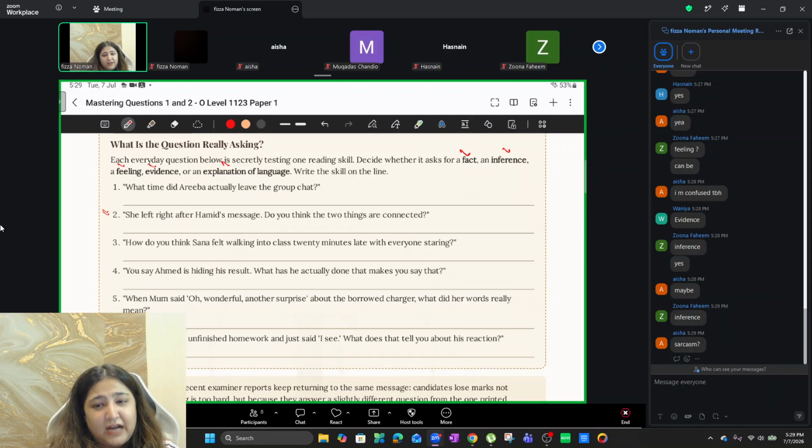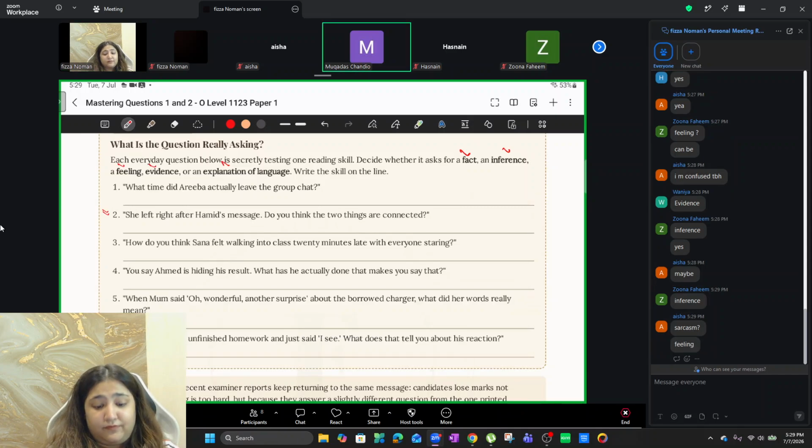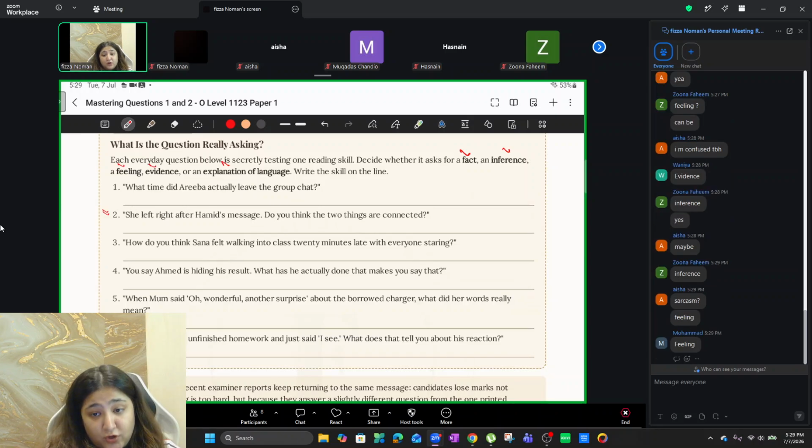Sarcasm is not the actual title though, right? Aisha? Ma'am, we can say that explanation of language can suggest that she's being sarcastic. Very good. Not bad. Good job, Mukaddas. Or depending on the context, maybe it's inference. Maybe it's feeling. Right? Do we understand? Depending on the context? Good job, Muhammad. Okay, good enough. Now, last one.